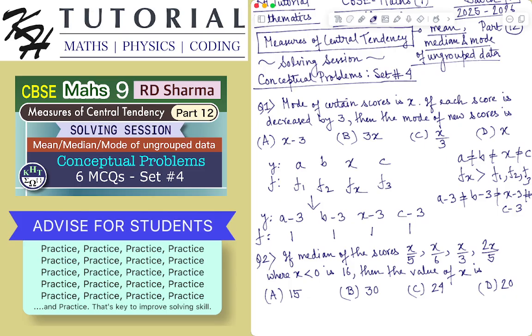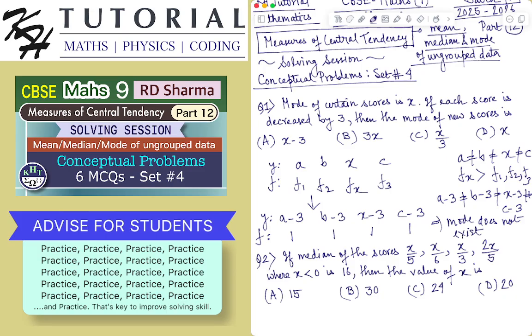I don't know whether the problem is trying to say that the frequency will remain the same or not. If the frequencies are not assumed to be the same, then in my understanding all the frequencies will become 1. This implies mode does not exist, because for mode to exist in a discrete frequency distribution, at least one frequency has to be greater than 1.